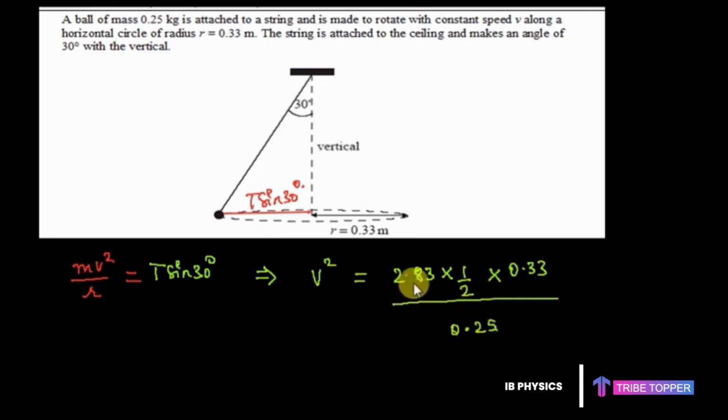So v squared is this, and to find v, we will just put a square root on the right hand side. So we will say v is therefore equal to the square root of this, right? I've just rearranged the terms, and solving all these values, you get 1.4 meter per second as the speed of rotation.